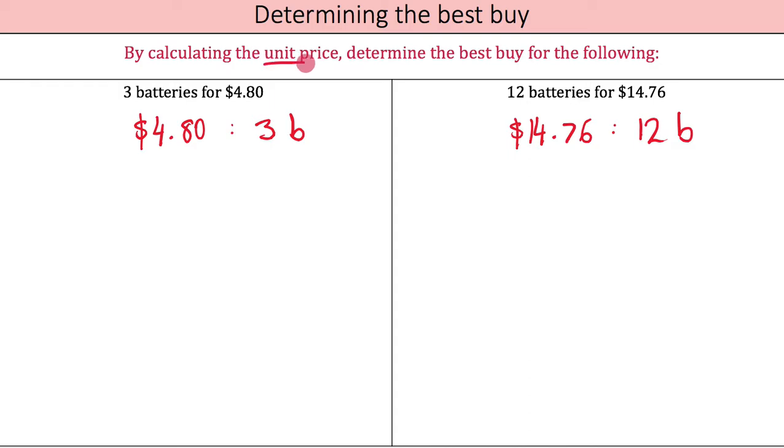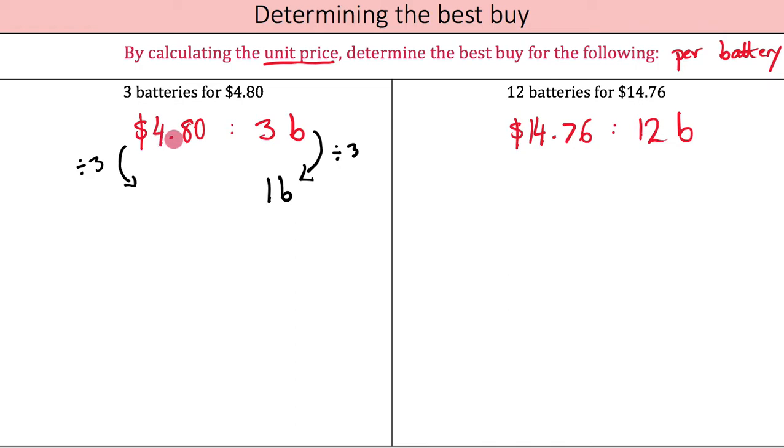If I want to find my unit price, I need to find it per battery. So how much does one battery cost? By figuring out how much one battery costs, I can figure out what is going to be my better deal. In order to do that, I'm obviously going to have to divide this by 3. If I divide this by 3, I must divide this by 3. 3 divided by 3 is 1 battery.